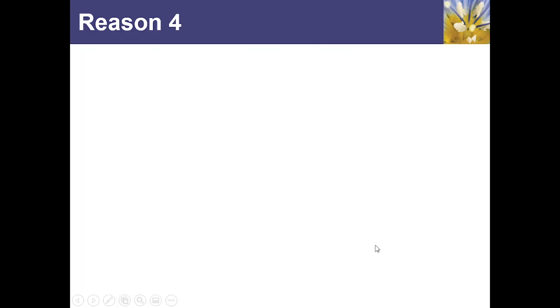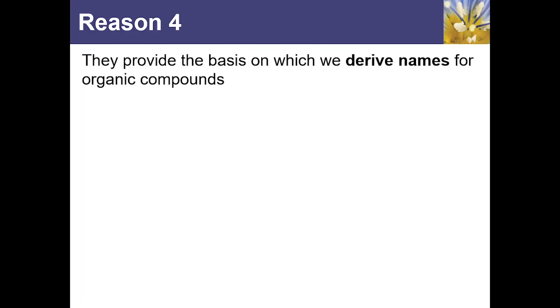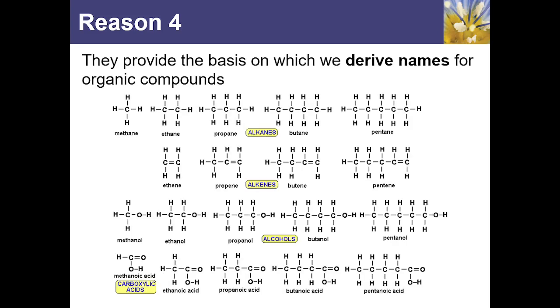And the last reason is, yun nga, since nalagyan na natin sila ng families, this will be the basis on which we derive the names for organic compounds. So later on in our discussion of organic chem, ay magkakaroon tayo ng pagpapangalan. So, di ba, if you belong in a family, then you should have your name. So, your family, you belong to alkane, but of course, we need to give you individual names. So, for alkanes, you will later on learn that we have methane, ethane, propane, butane, pentane, and etc.